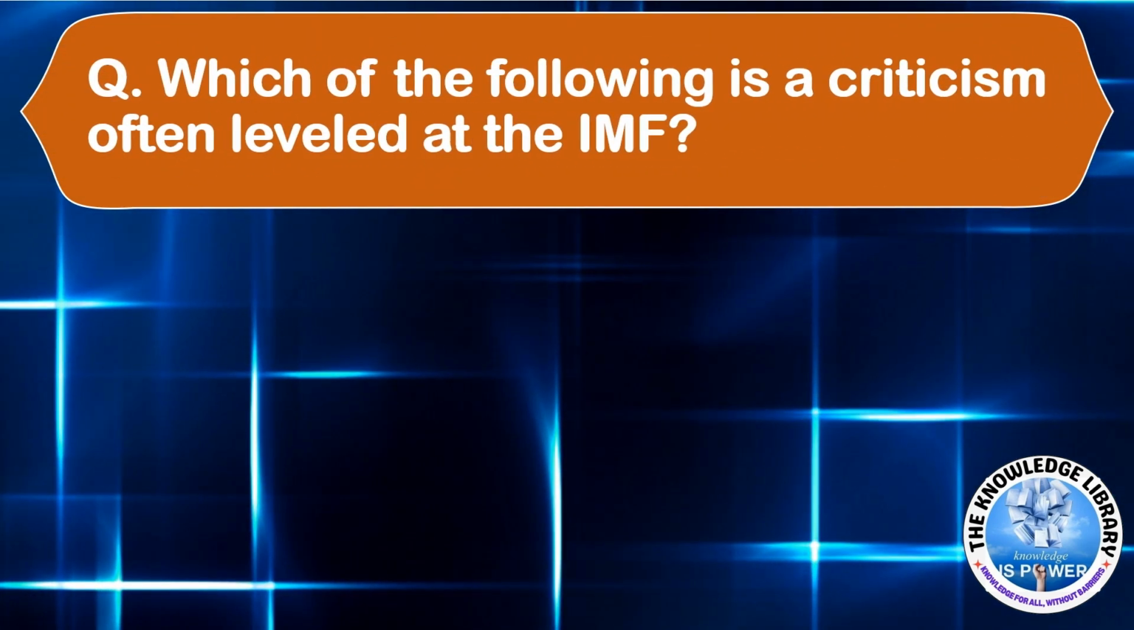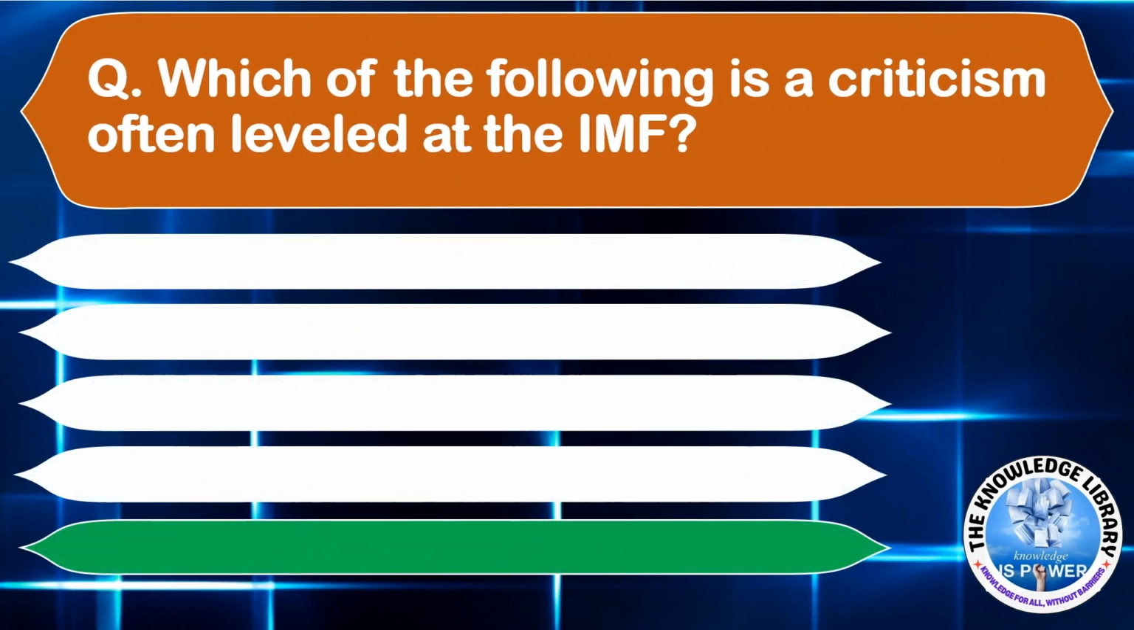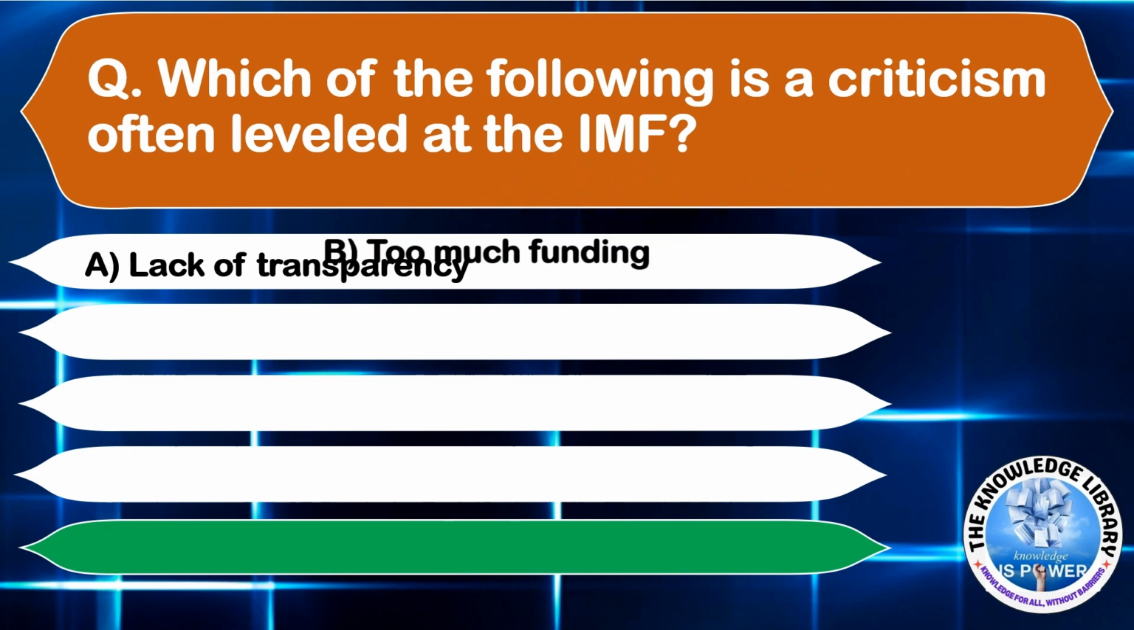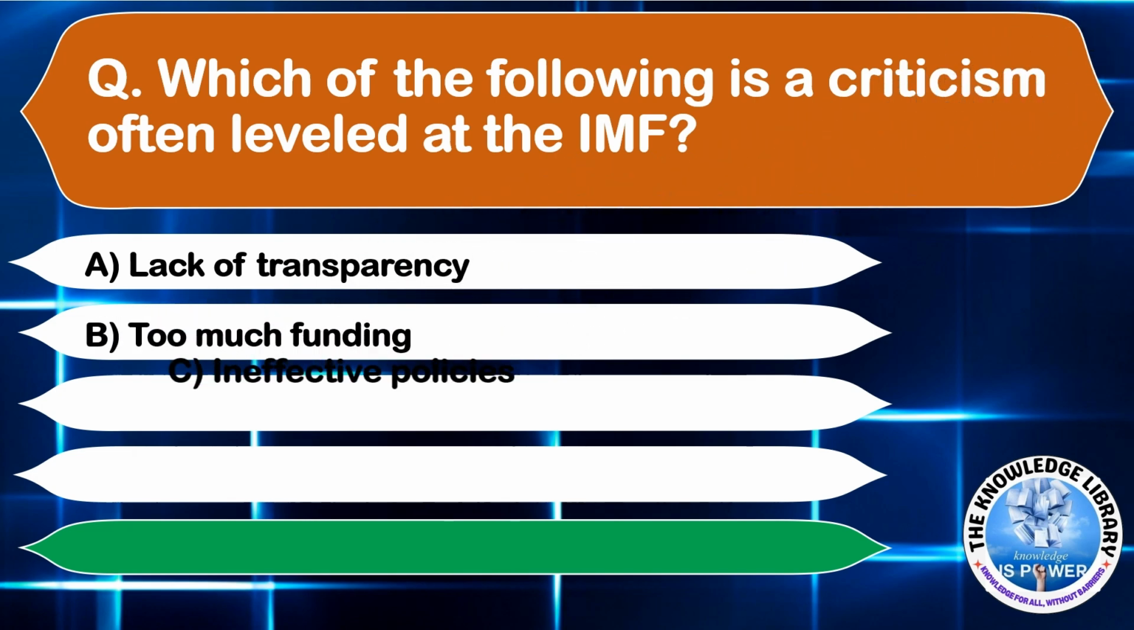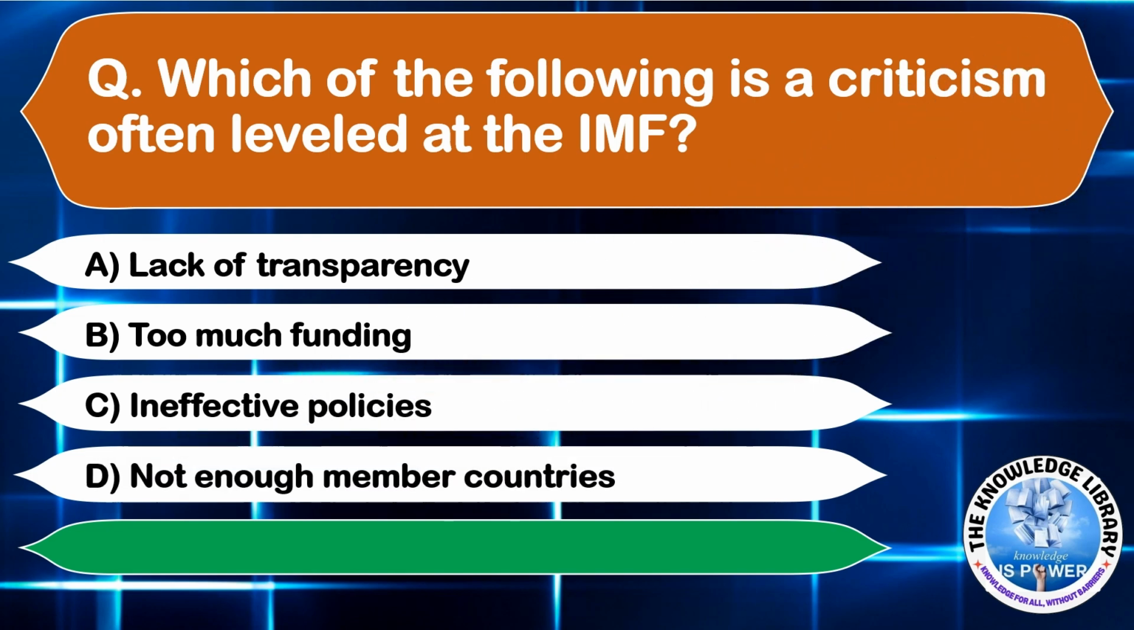The next question is, which of the following is a criticism often leveled at the IMF? Option A, lack of transparency. Option B, too much funding. Option C, ineffective policies. Option D, not enough member countries. Answer is option A, lack of transparency.